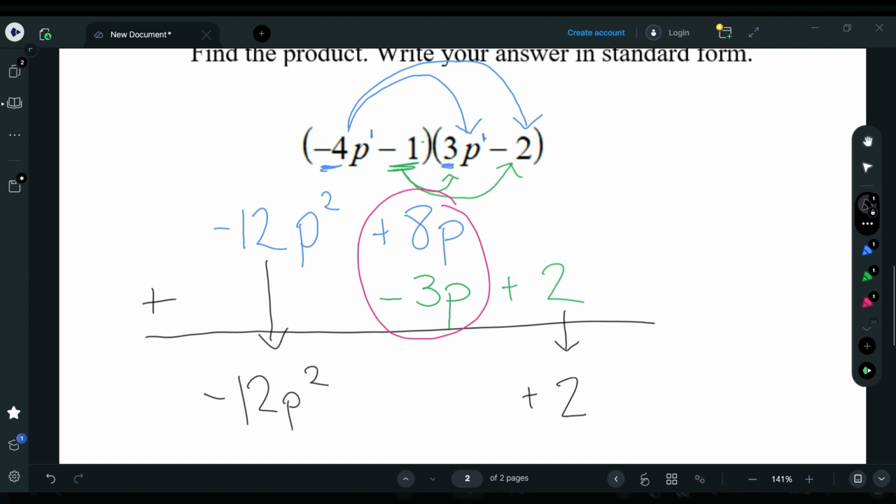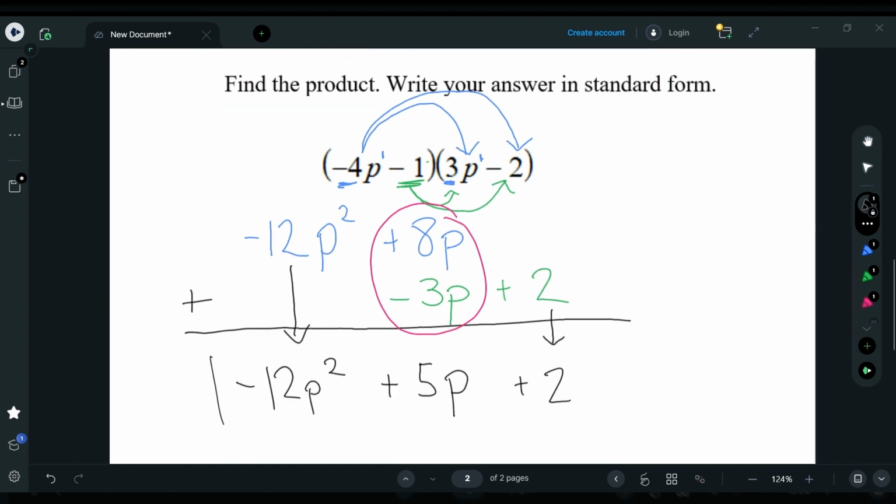Now, in the middle, we're going to have to combine like terms. Combining like terms, the variable is not going to change, so this is going to remain p. And we're just going to add the coefficients. So we're going to do positive 8 plus negative 3, which will give us a positive 5. So this is going to be plus 5p. And this here is our final answer.